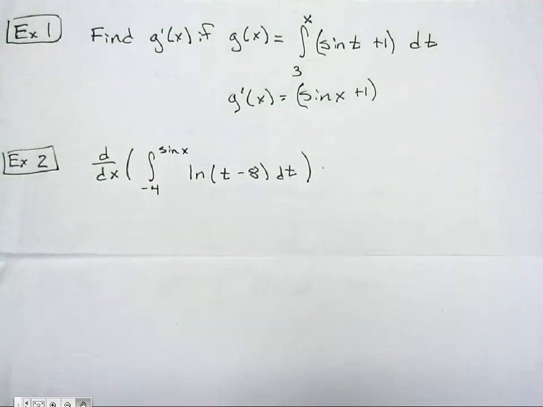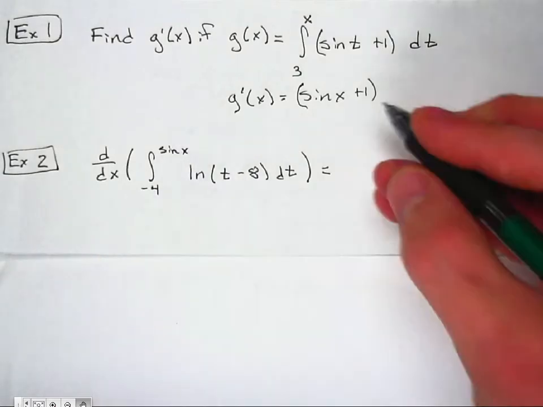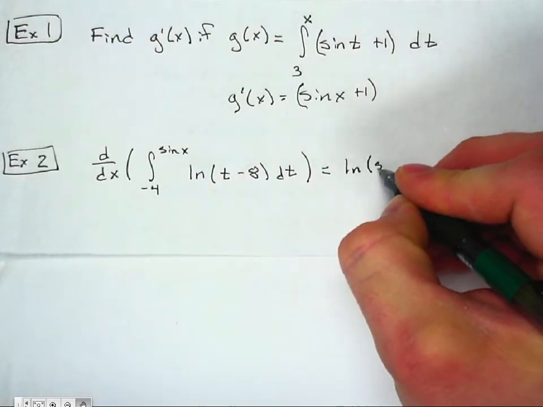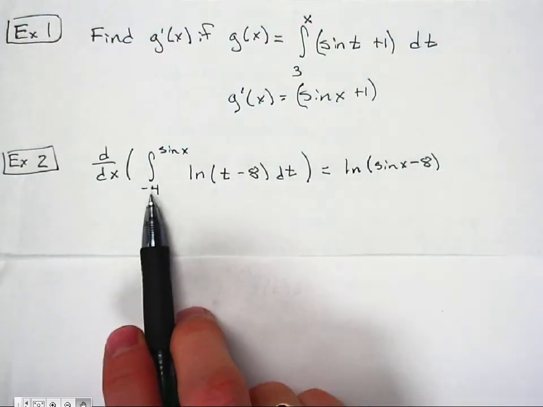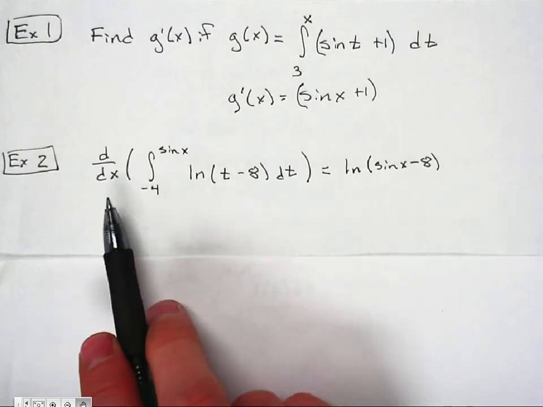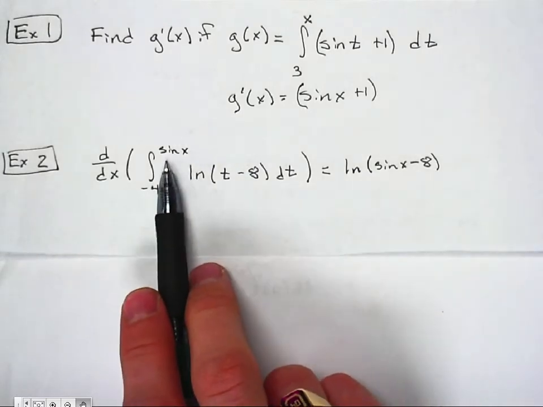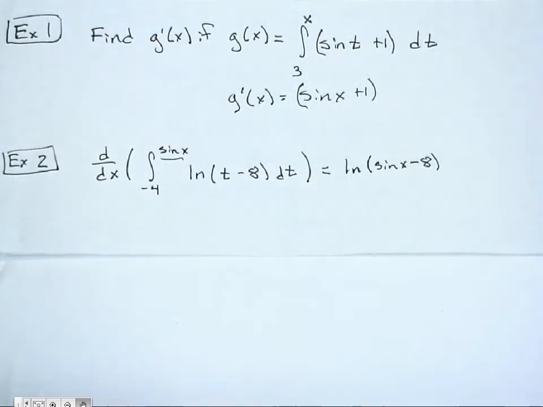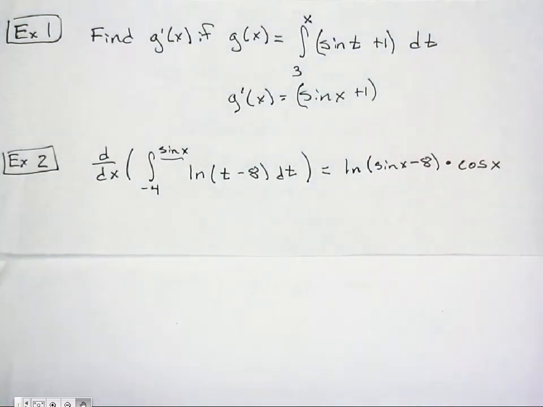And so very quickly, what you can do in order to evaluate this derivative and the integral is plug sine of x in for t. So you have the natural log of sine of x minus 8 in parentheses. What happens when you plug in -4 doesn't matter, because the derivative is going to cancel out that constant. And then what you have to finish with is worrying about how to handle this sine of x and to derive that as well. So you would multiply by the derivative, which is cosine of x. You would do that every single time when you are working through a fundamental theorem of calculus, part 2 problem.